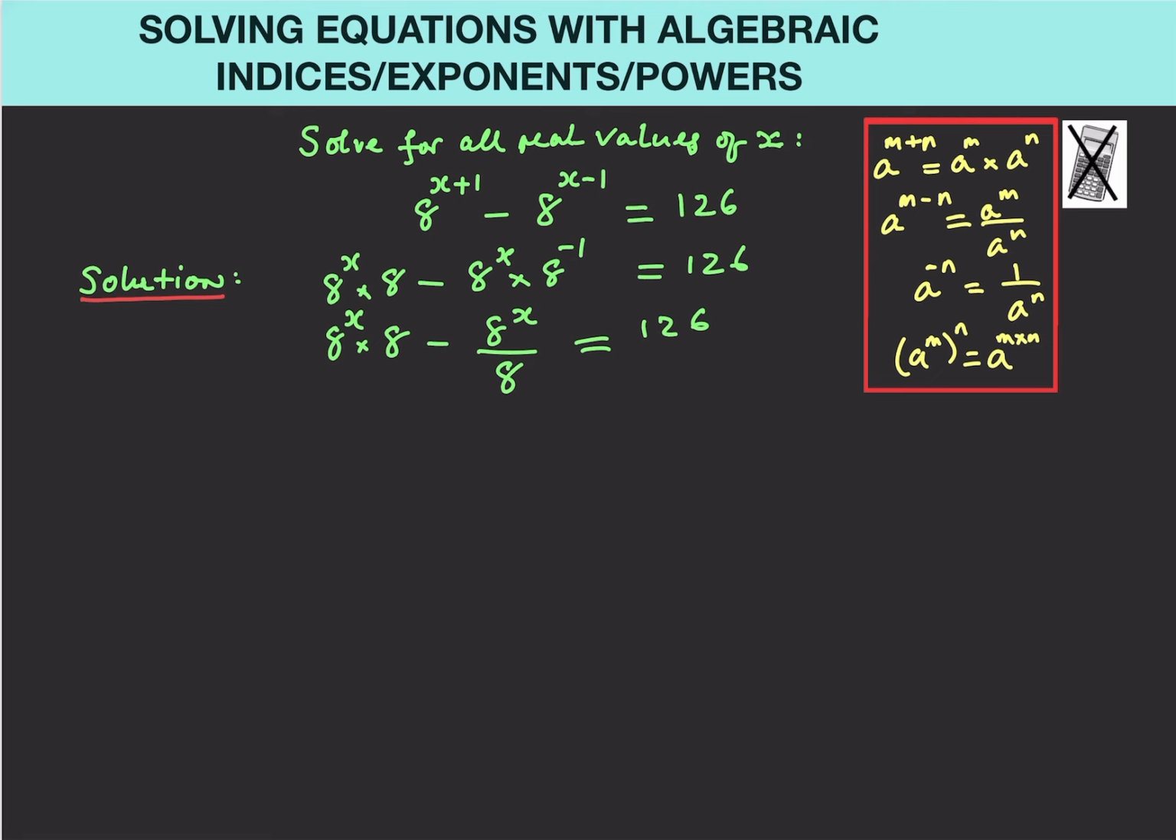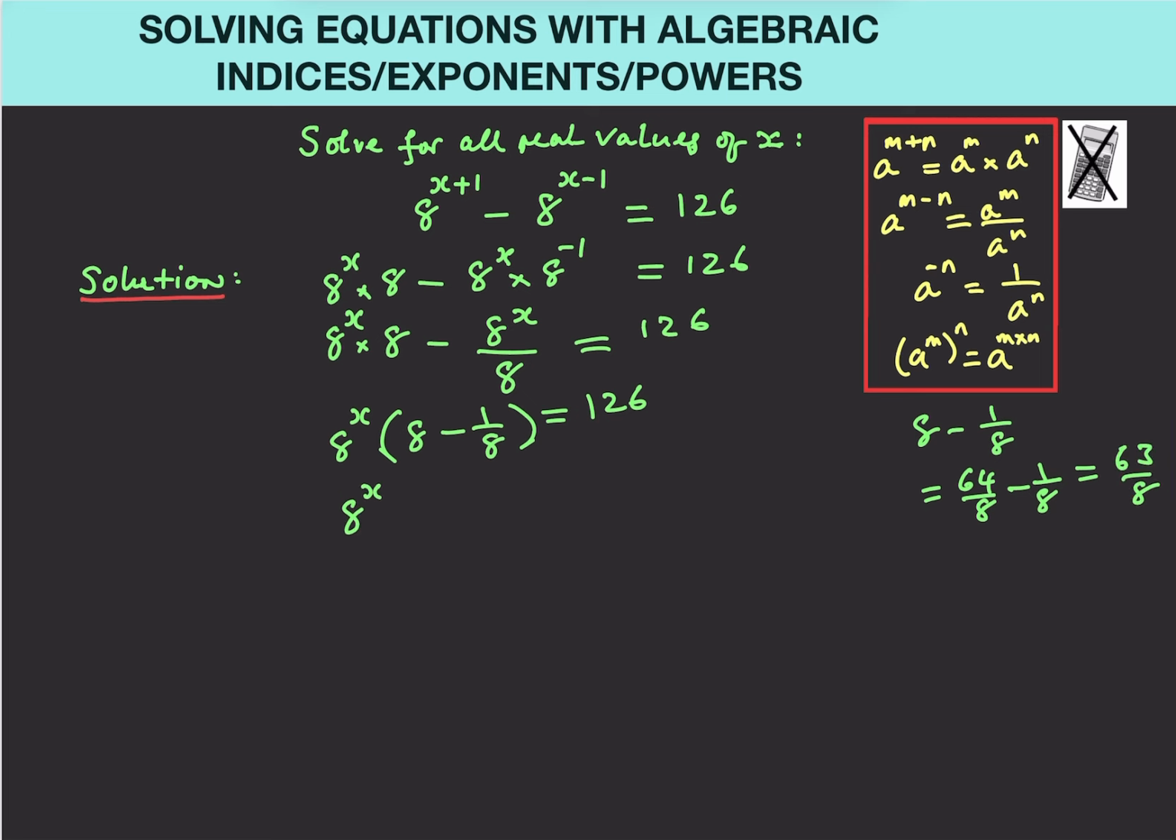And you can see, hopefully, there's a common factor of 8 to the x. So I'm going to take that out. 8 to the x into 8 minus 1 over 8 equals 126. Now 8 minus 1 over 8 is the same as 64 over 8 minus 1 over 8, which is 63 over 8. So this becomes 8 to the x times 63 over 8 equals 126.